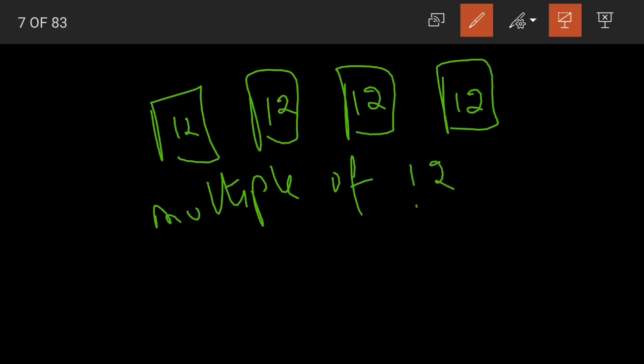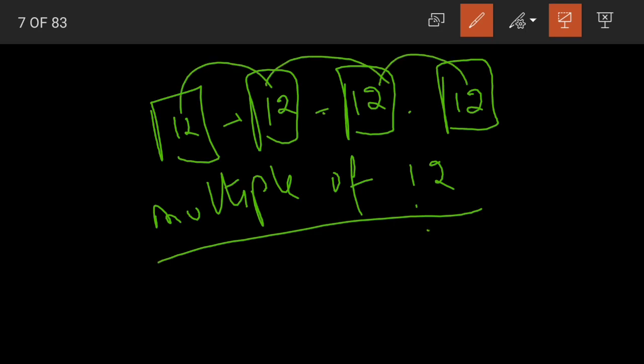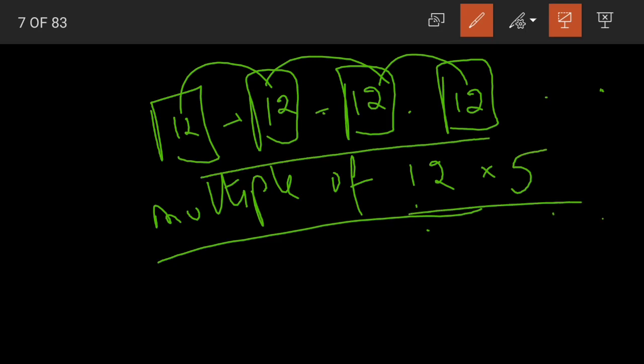So the total number of stamps that can be arranged will be a multiple of 12 because we are arranging it in terms of 12. Suppose if we are arranging it in 5 pages, then the number of stamps would be 12 into 5. So whatever may be the answer, it will be a multiple of 12.